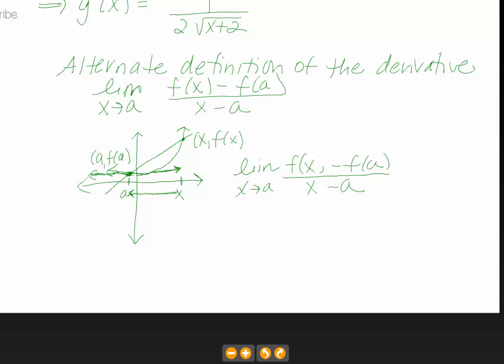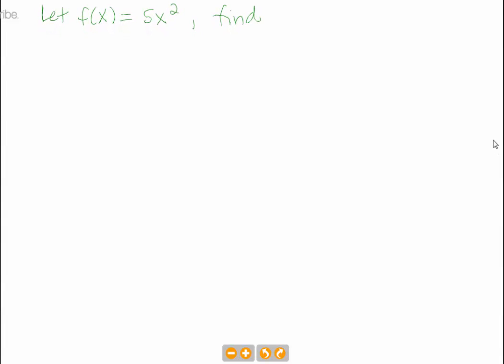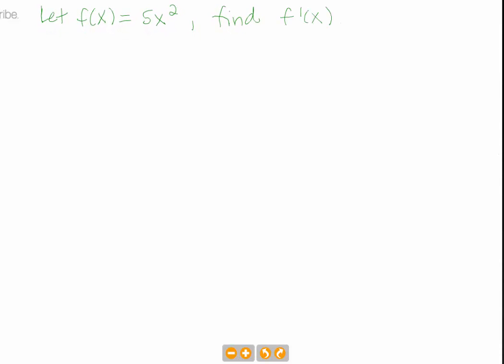Okay? So let's look at some examples about how this could work. I'm going to use the same one that I did before. I'm going to let f of x equal 5x squared. And again, I want to find f prime of x. But this time I'm going to use the alternate definition of the derivative. So I'm going to let the limit as x goes to a be f of x minus f of a. I'm just going to write it out so we can recall what it is.